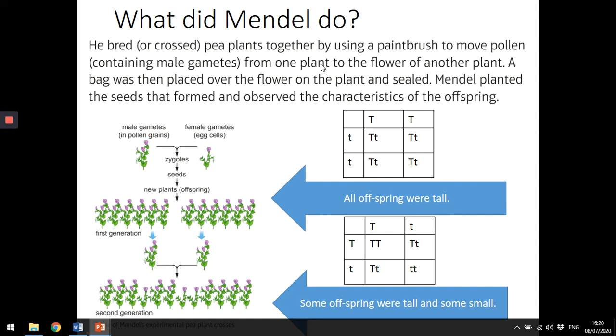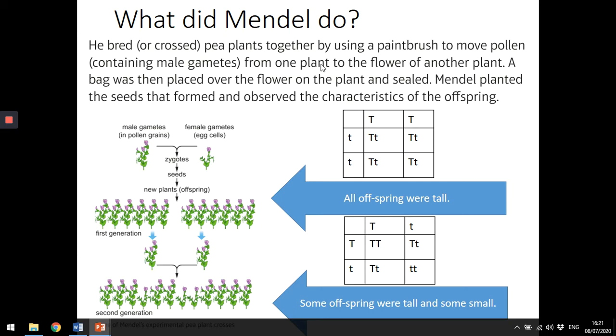He then placed a bag over the top of the plant and the flower on the plant and sealed it. And that was so that we didn't get any cross-contamination from any other pollen at the time. So all he had was the seeds that were produced from the pollen he had brushed onto the flower. Mendel then planted the seeds that were formed, and then he looked at the characteristics of those offspring.